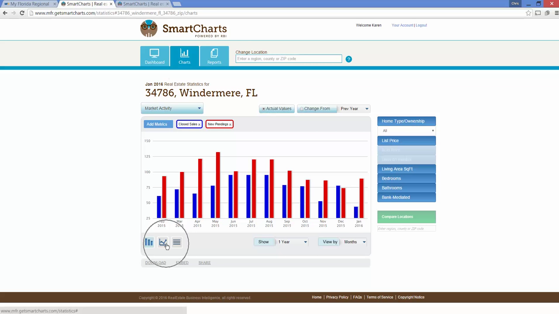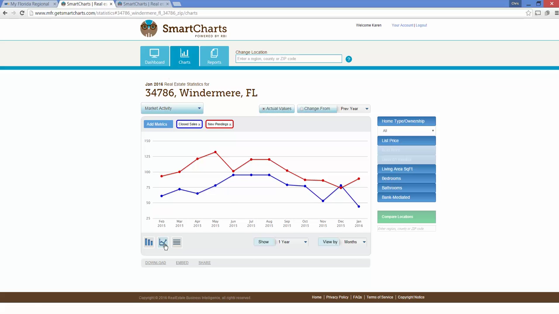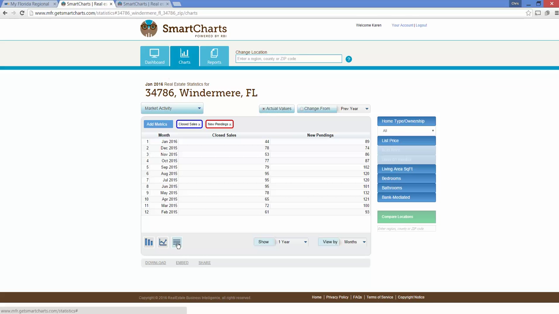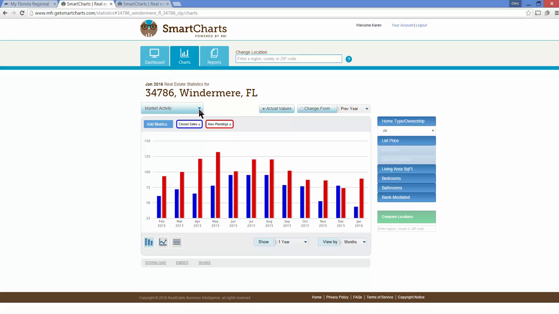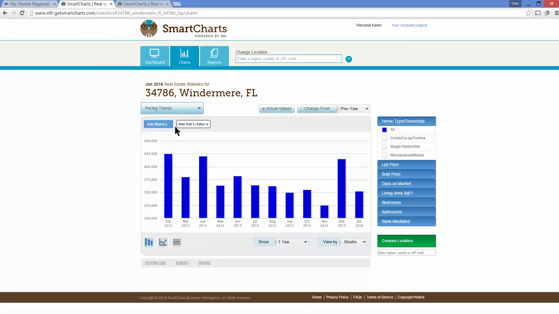Or I can change down here to a line view to look for trends. How is the trend changing over time? Or if I just want to see raw numbers, I can view the table. I can add many more stats. So I can change the pricing trends category.